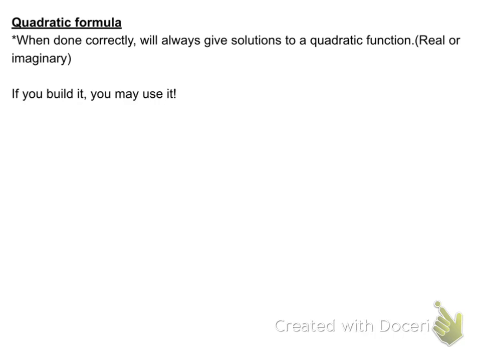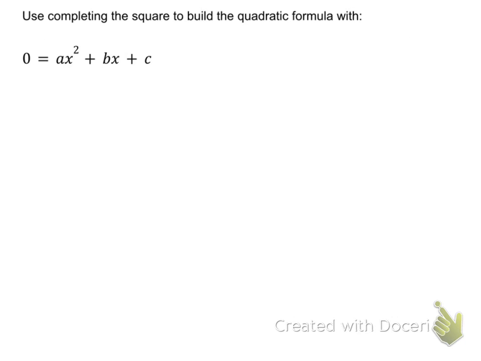What if I told you that somebody at some point took a very generic quadratic form, ax squared plus bx plus c, and they used the steps for completing the square, creating a formula that was nicely, neatly packaged and wrapped up and ready for you to use. So, guess what? I say, if you can build it, you can use it. So what we're going to do, we're going to use completing the square, and we're going to build the quadratic formula.